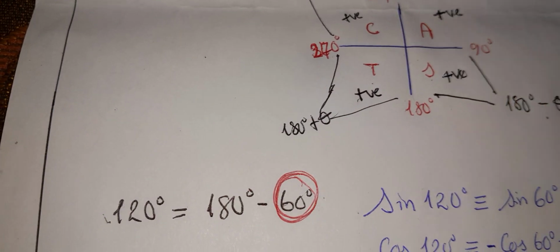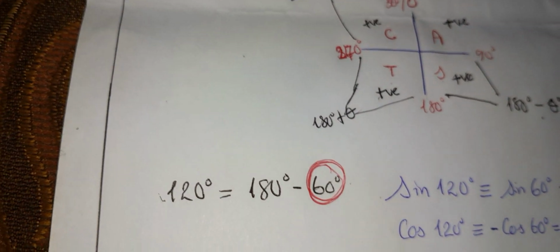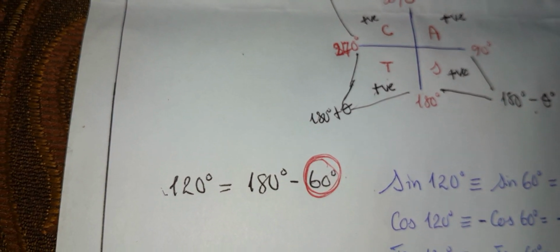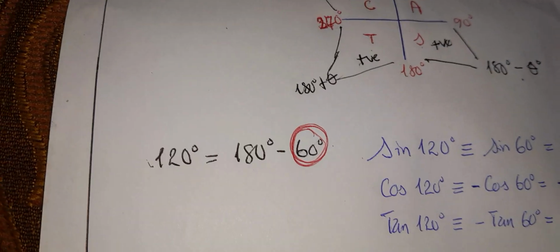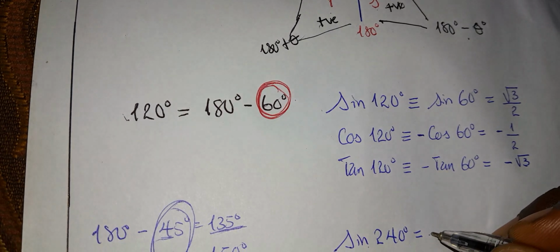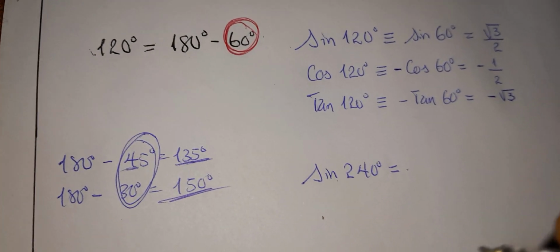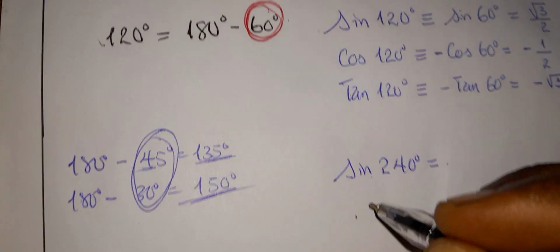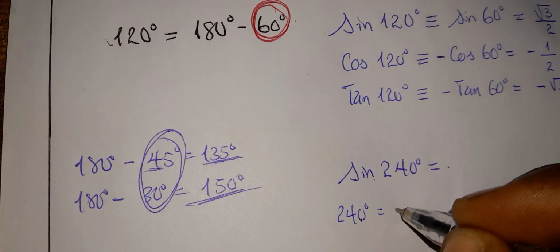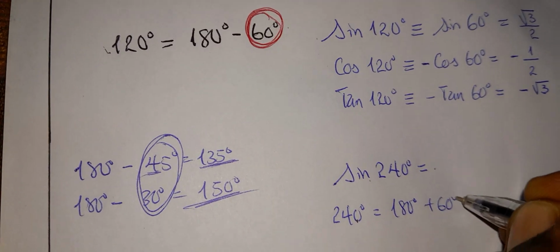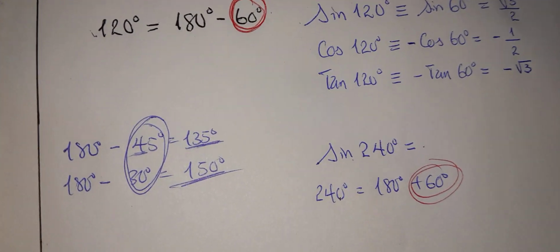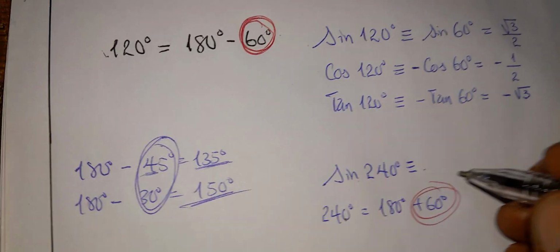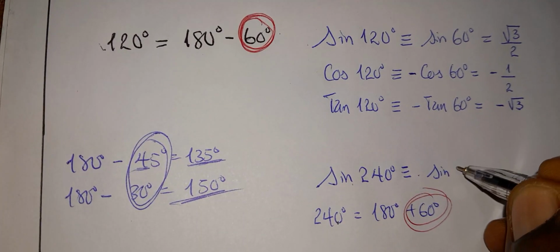Right, let me take the third quadrant. Let me take 240. The question is, what is sine 240 degree? So how do we get 240? That's the question. Let me write it there. 240 will be 180 degree plus 60 degree. So what we are looking at here is 60 degree. So it means sine 240 degree is equivalent to sine 60 degree.